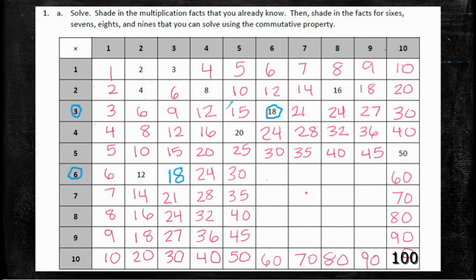We can use commutativity to solve many new facts and fill in the products on the chart. Yes, there are 12 facts that we can use the commutative property to solve. That means we only need to know 6 of them. Really, there are only 10 new facts to learn before you know all the facts up to 10 times 10.